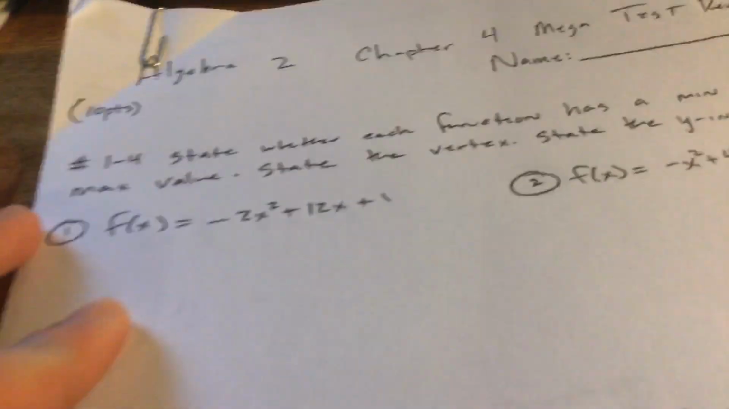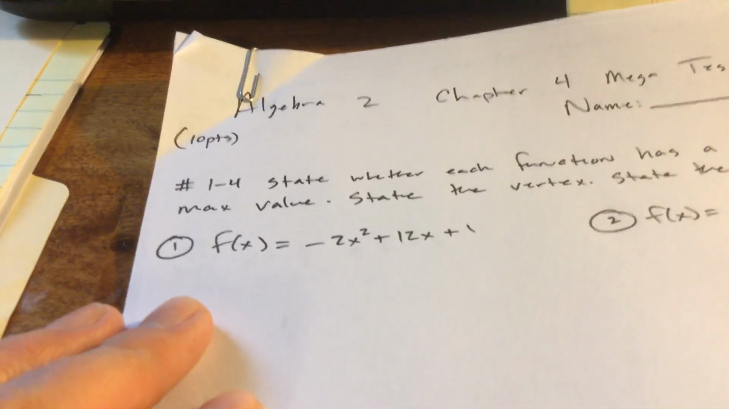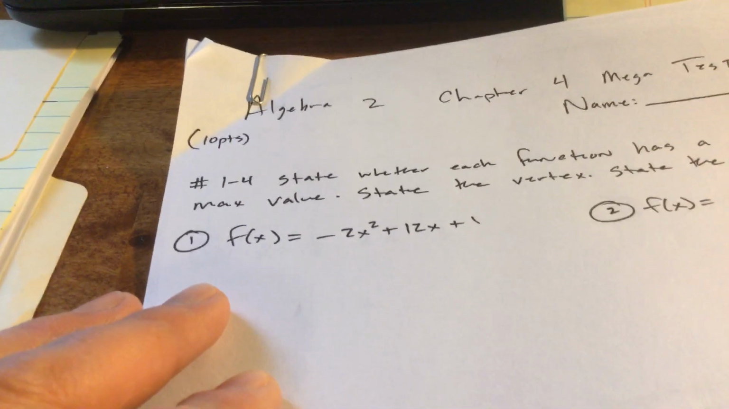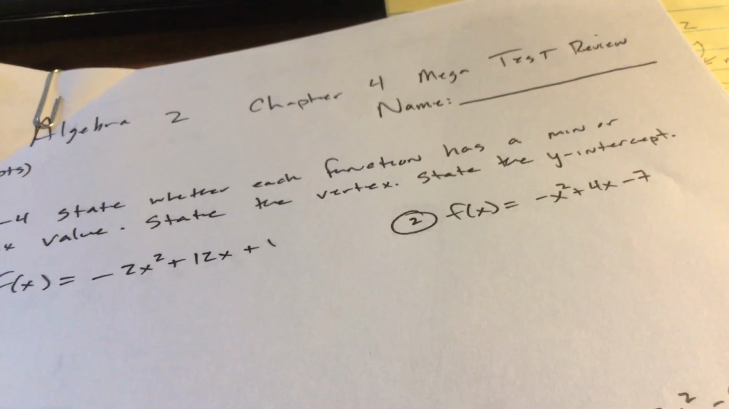All right. Anyway, folks, here we are. So what I'm doing is I'm looking at this first section, number 1 through 4. State whether each function has a minimum or maximum value. That's the first thing. State the vertex. That's a point. And state the y-intercept. This was a 4-point question for Honors Algebra 2.